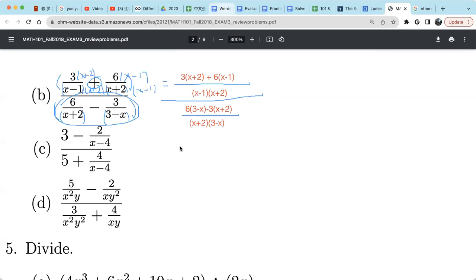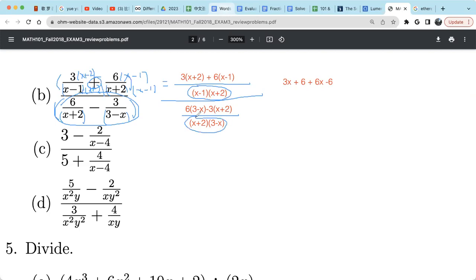Then we simplify it. We simplify the numerator, so we have 3x plus 6 plus 6x minus 6. We don't want to simplify the denominators. Okay, we keep the denominators as they are. We want to keep this one. We don't want to multiply this. We want to keep this one because they are in a factored form.